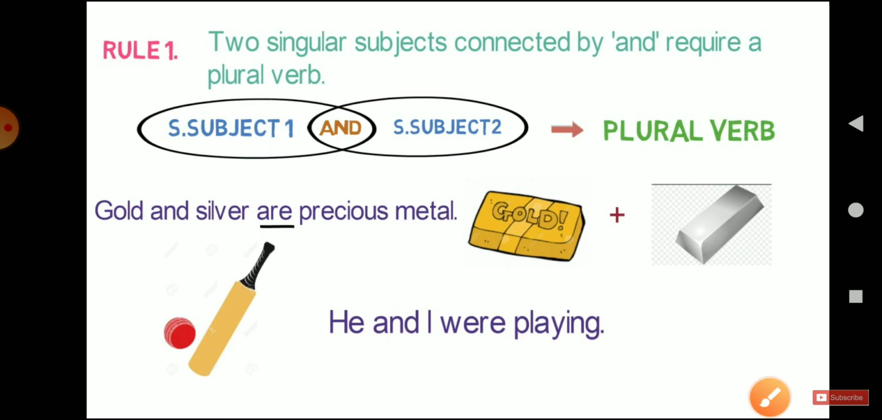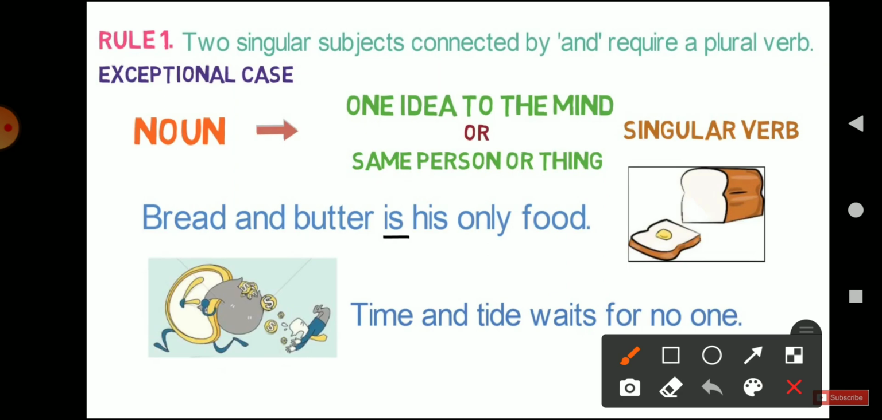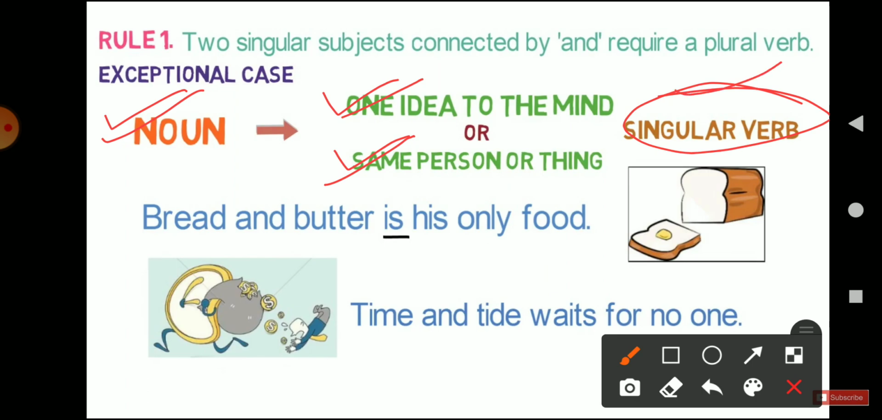Now, there are a few exceptional cases in this particular rule also. See, this is the exceptional case here. What happens if we are joining two singular nouns which basically represent one idea to the mind? One idea to the mind means both the singular subjects are telling us about the same idea, the same person or the same thing. Then the verb should be in singular form.